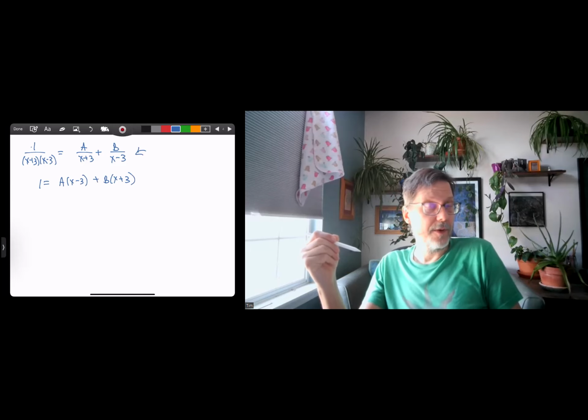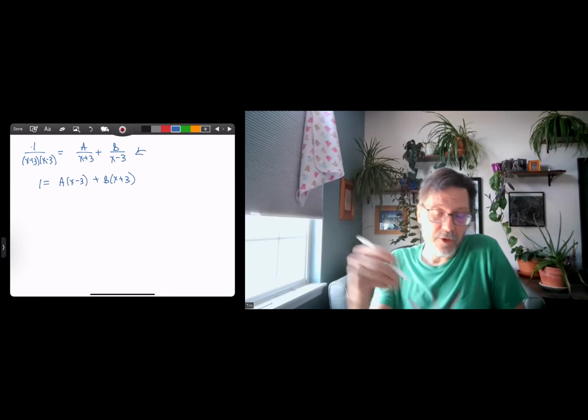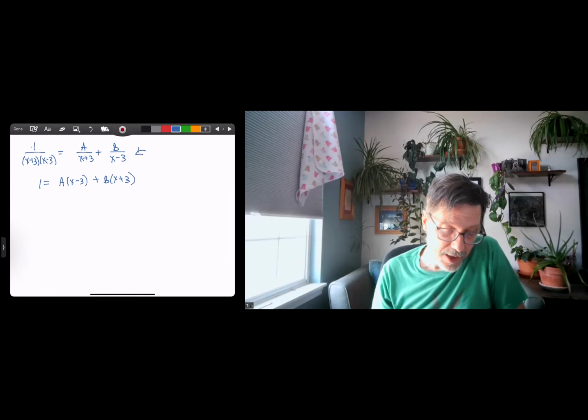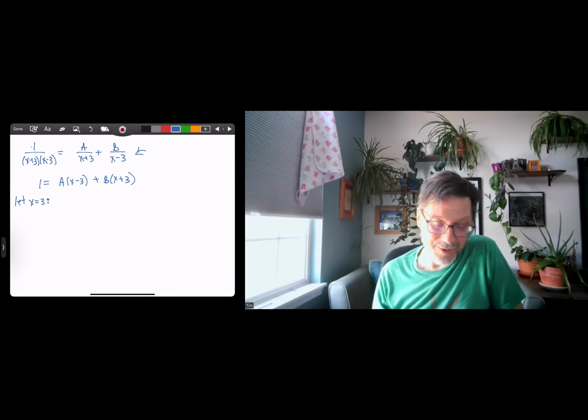But I don't have fractions anymore. So check this out. If I substitute these originally explosive values into this equation, what do I get? So if x is equal to 3, then I get 1 equals a times 0, a dies, plus 6b. And check out what that tells me. B is equal to 1/6.